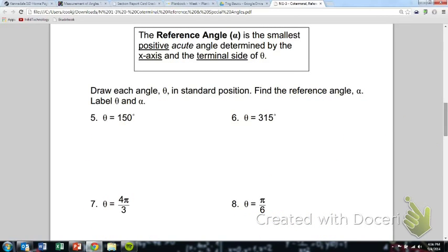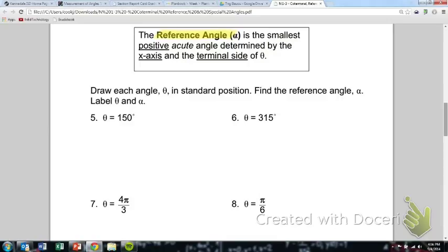All right, the next idea, and this one's really important as we start getting into the actual trigonometry we're going to do next week. This idea is called a reference angle. A reference angle is the smallest positive acute angle determined by the x-axis and the terminal side of theta. That's pretty wordy, so I'm going to break it down for you.